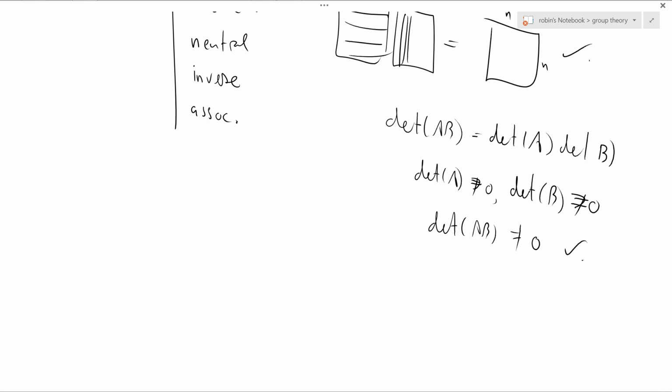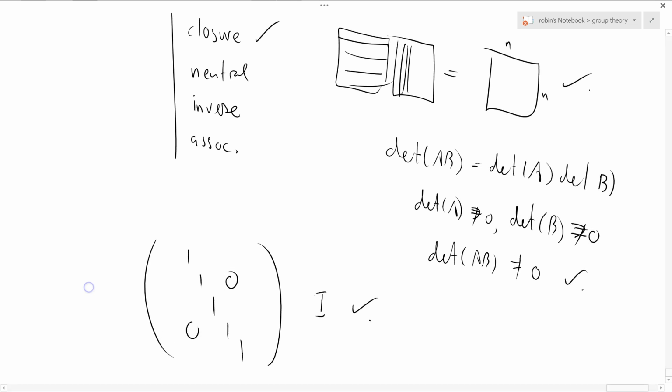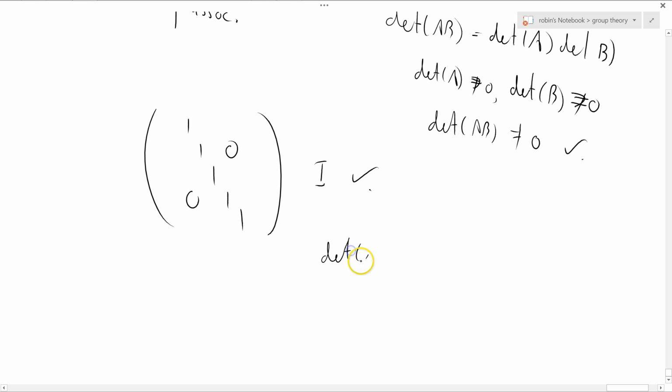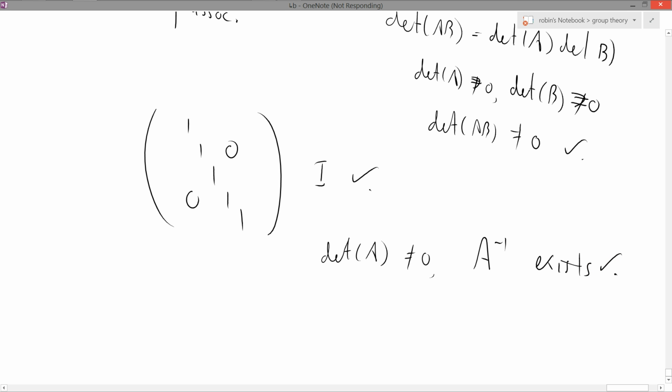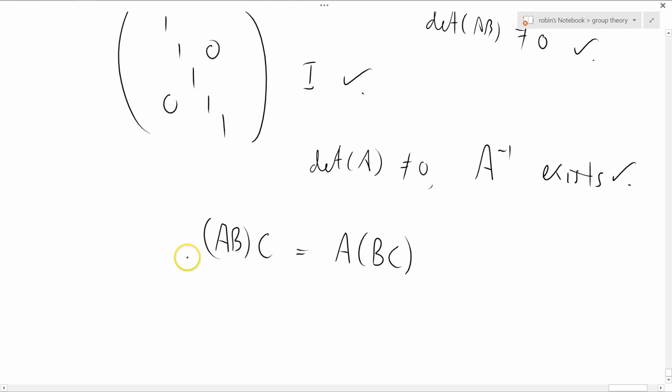Neutral. You'll know that the matrix with ones on the major diagonal, 0 elsewhere, is the identity matrix, and so that checks out there. Neutral or identity, I guess. Inverse. Well, if the determinant of a matrix A is not equal to 0, then A to the minus 1 exists. So that's right. And then, of course, matrix multiplication is associative. By design. That's why you define matrix multiplication like that, to have this nice associative property.